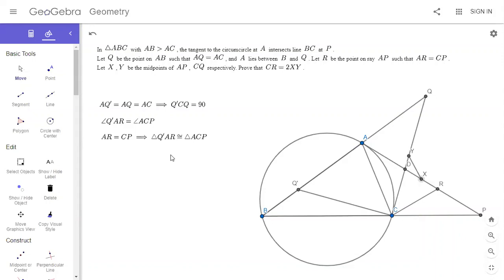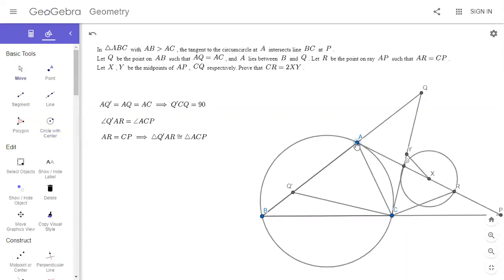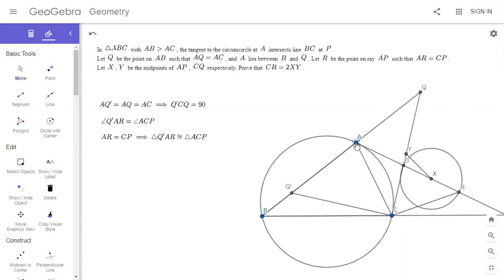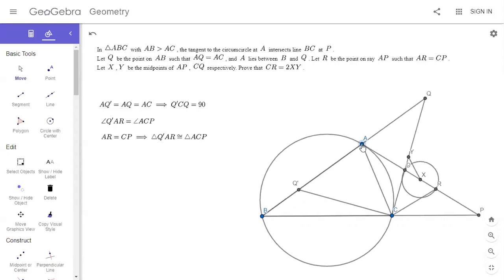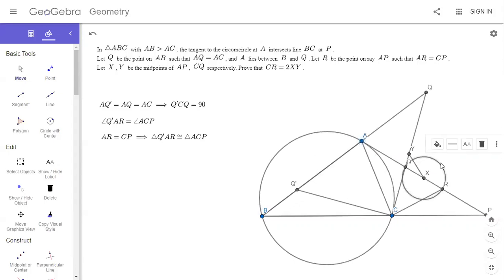You check if X is the midpoint of DR. Let's see. I think it is. Yeah, that looks like it has to be the midpoint. Okay. So that would basically mean that we want to show AD is equal to RP. Check out.